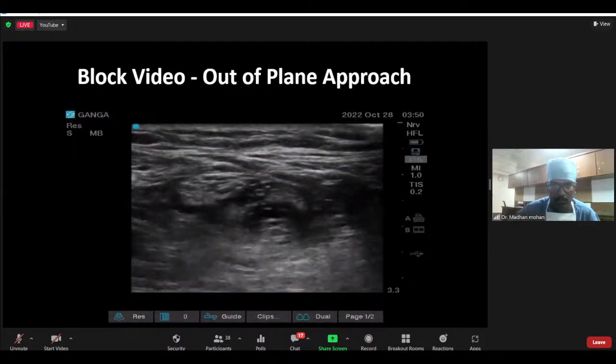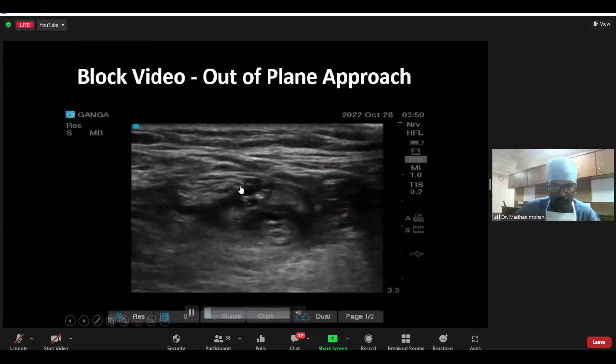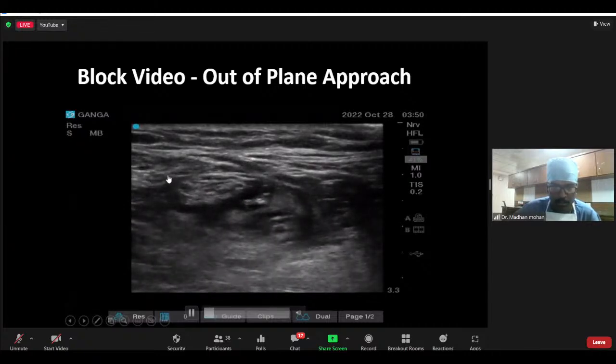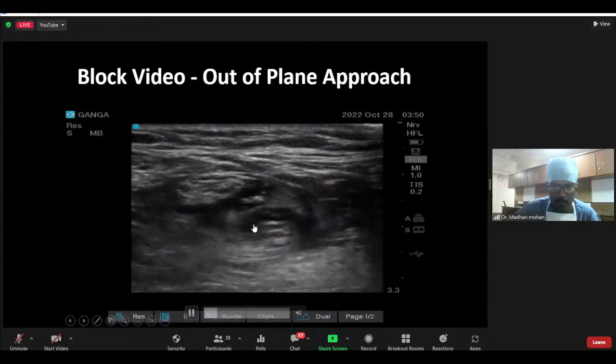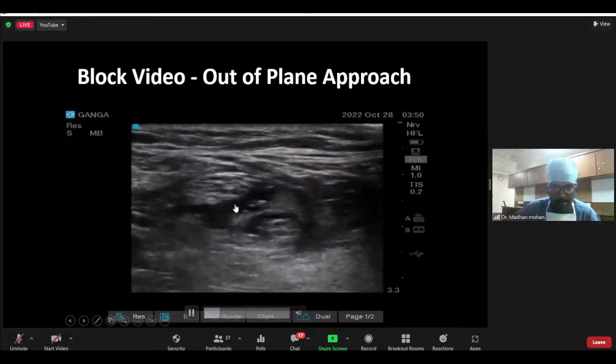Yeah, you can see now both the tibial and common peroneal component is entirely surrounded by the local anesthetic. This is called the donut sign.